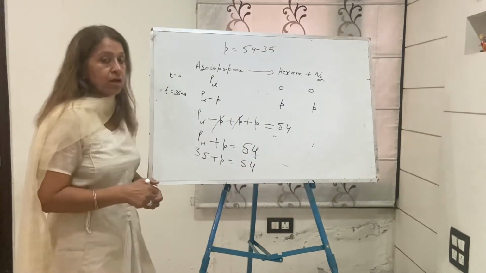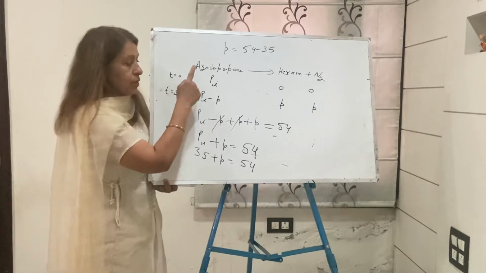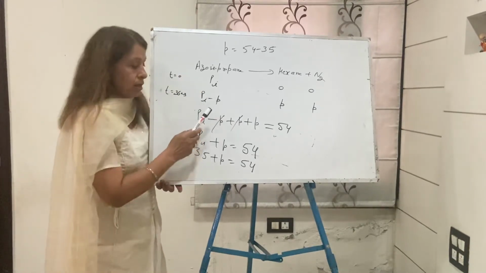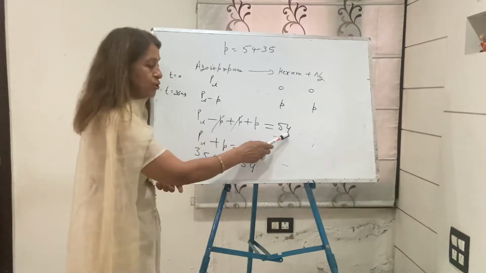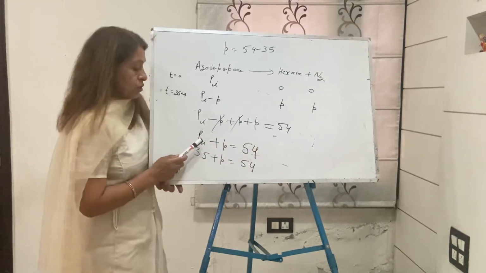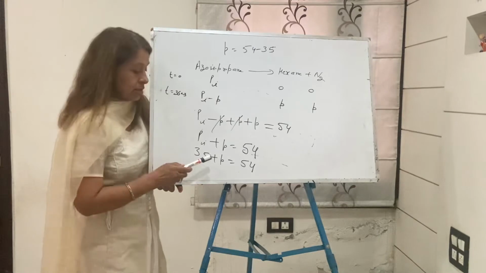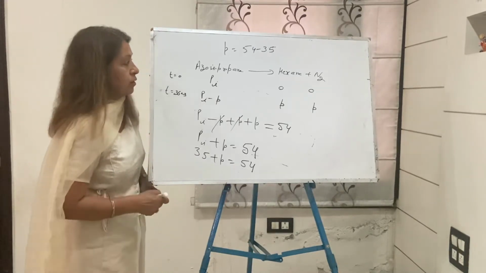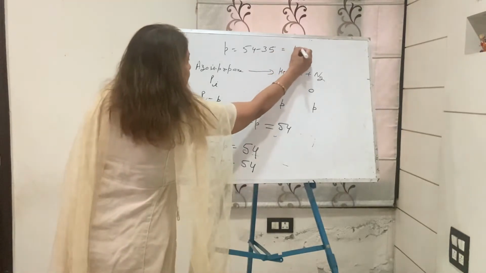So I think it's clear now. Reaction is given: Pi, 0, and Pi minus p. After 360 seconds, total pressure 54 is given. Initial pressure 35 is given. You calculate small p: 54 minus 35. It is 19 millimeter.